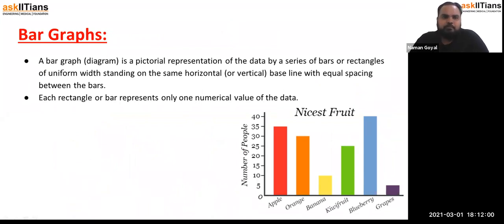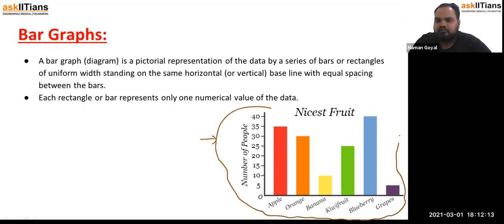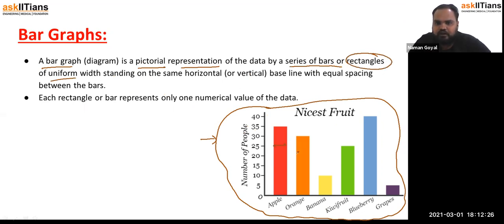Look, a bar graph is a pictorial representation of the data. See, we represent the data in a picture. This is a picture, right? This is a picture, okay? So a bar graph is a pictorial representation of the data by a series of bars or rectangles of uniform width. See, the width of every bar is uniform, meaning it is the same.